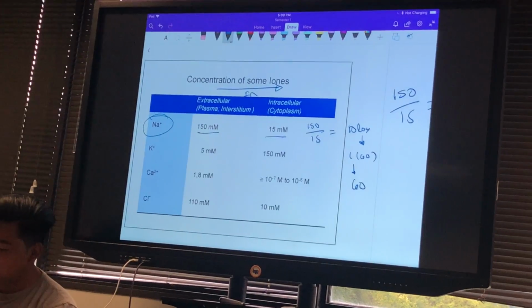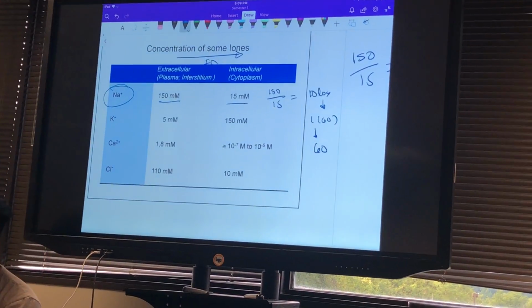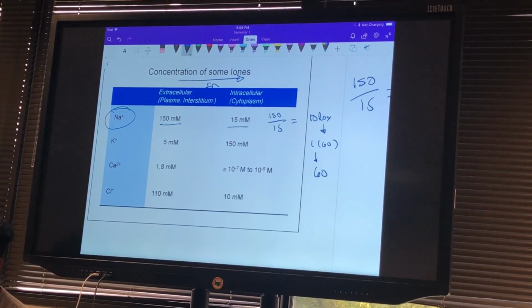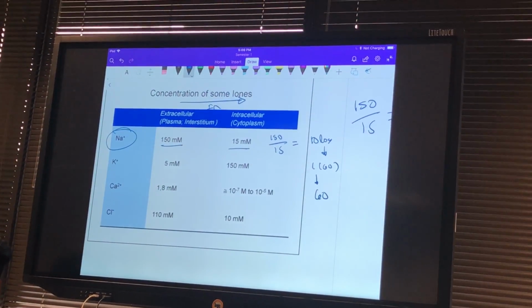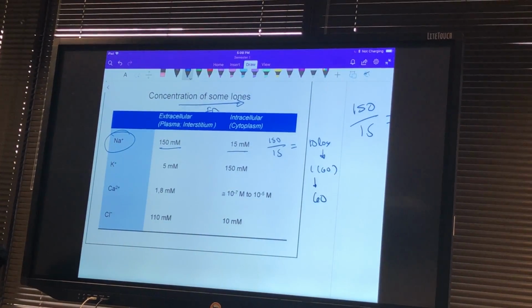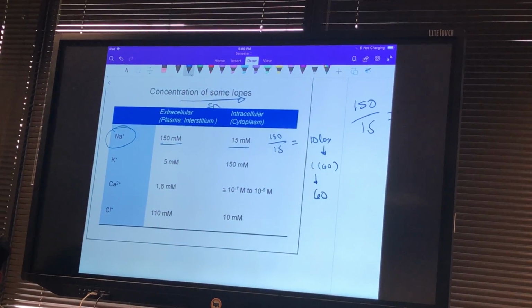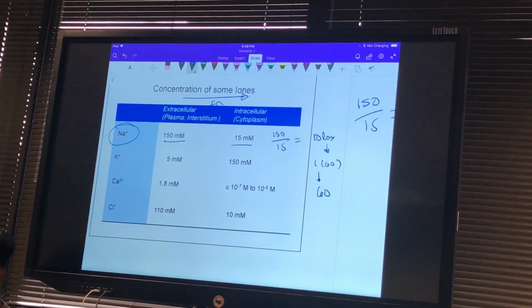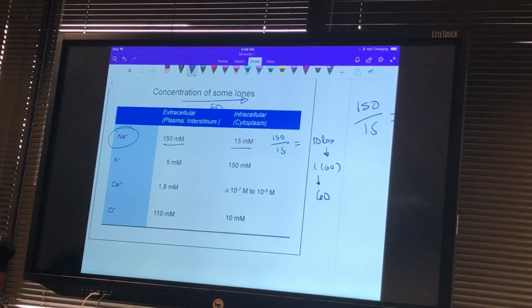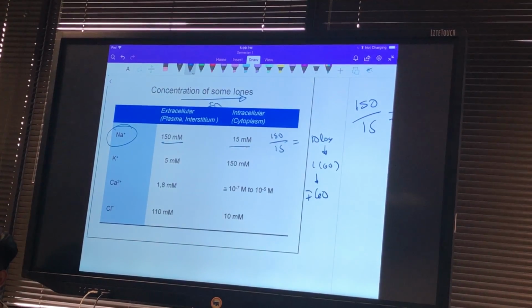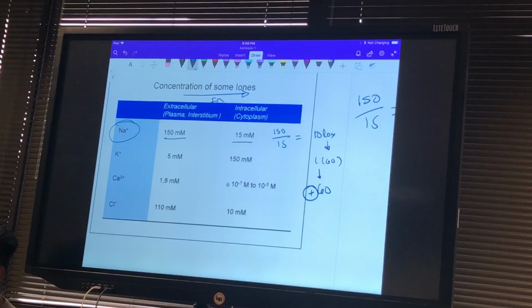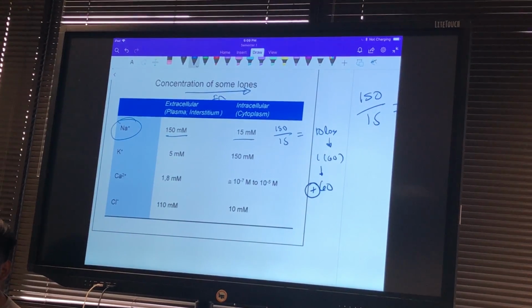So now that I figured out the number, I have to figure out the charge. To figure out the charge, I look at the concentrations inside and outside. For sodium, because it's higher outside and wants to go inside, a positive ion moving inside would make it positive. And that was the answer: 60.